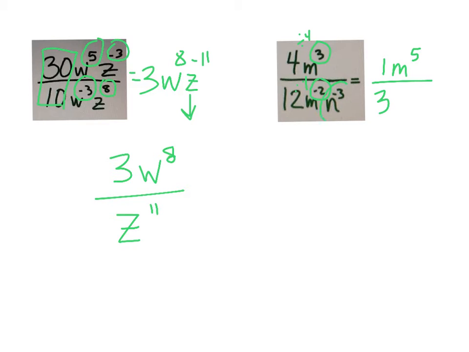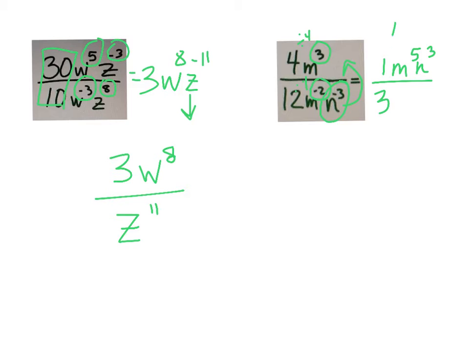Our n to the negative third power, there's nothing to combine with it. However, it's a negative, and we can't have a negative. It's already on the bottom, so we have to send it to the top. So this becomes 1m to the 5th, n to the 3rd, all that over 3.